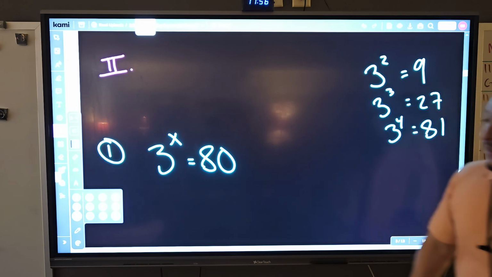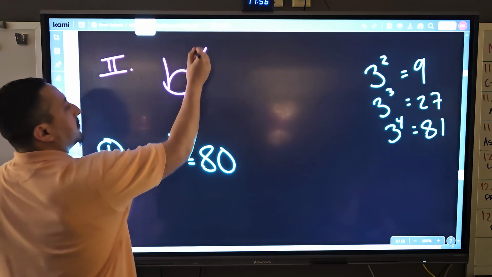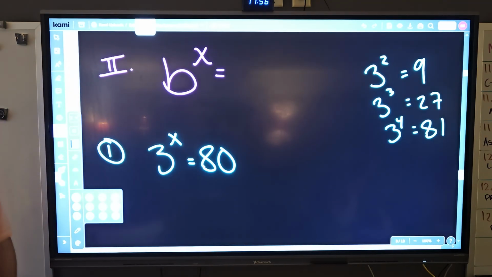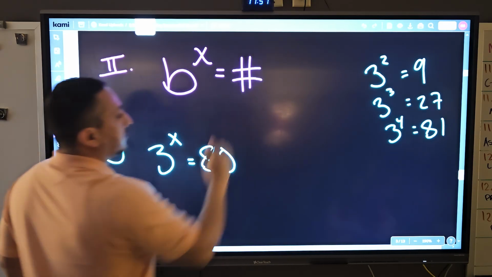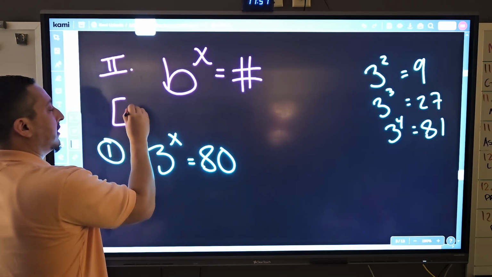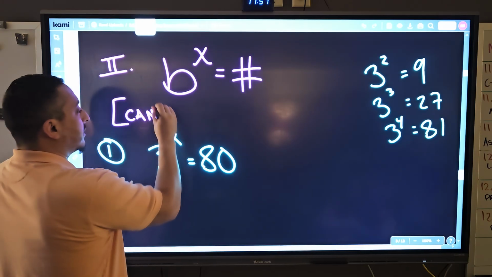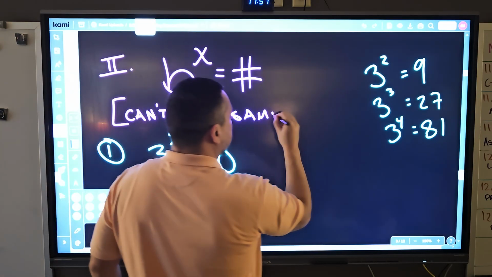So these problems are like this, where you have b to the power of x, or to the power of whatever, and it's equal to a number or an expression. And so I guess we should put that on here. Can't get same base.